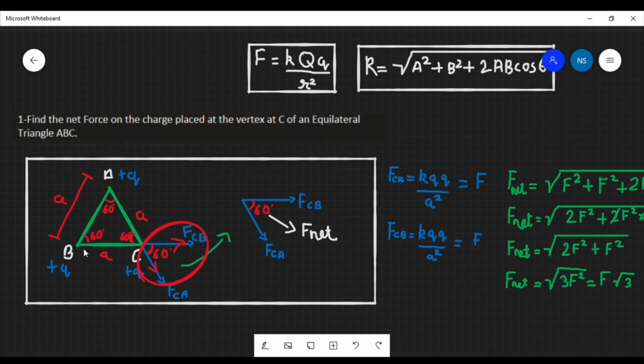Here the distance between any two charges is given to be A, as it is the side of the triangle, so we get the distance between them as A square. Also force on C due to B is equal to KQ square by A square. Since force on C due to A is equal to force on C due to B, these two are equal, therefore we take them as F only.